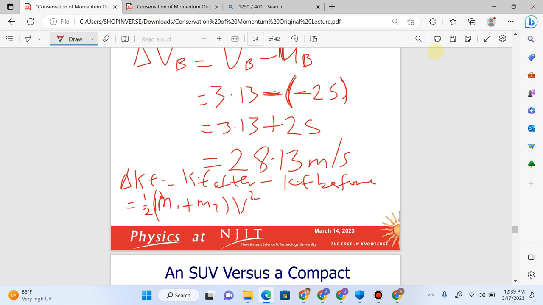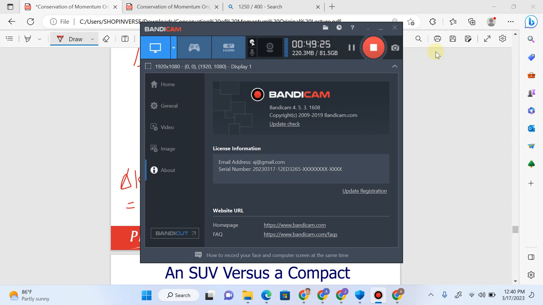How do you get kinetic energy before collision? I represented the objects with A and B, so you have half MA UA squared plus half MB UB squared. If you solve it, you get the answer correctly. So I want you to substitute and solve this. If you get a negative answer, that means you are correct, okay? So this will be your own assignment. Solve this and let's see how far you go with that.